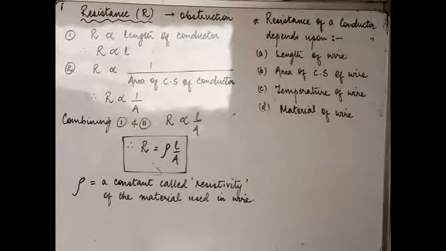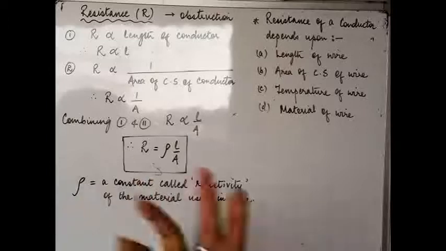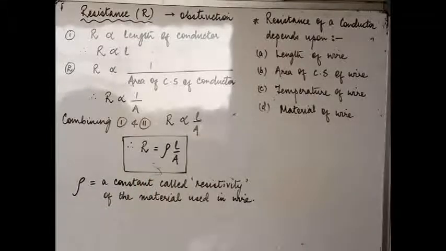Okay, so here we are, resistance represented with a capital R, and I have already given you a basic idea. It is the obstruction in the flow of current. More the obstruction, more the resistance, lesser will be the current flowing. Okay, so now it goes further than this.